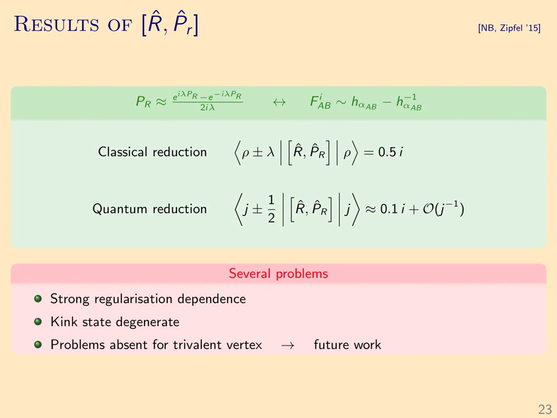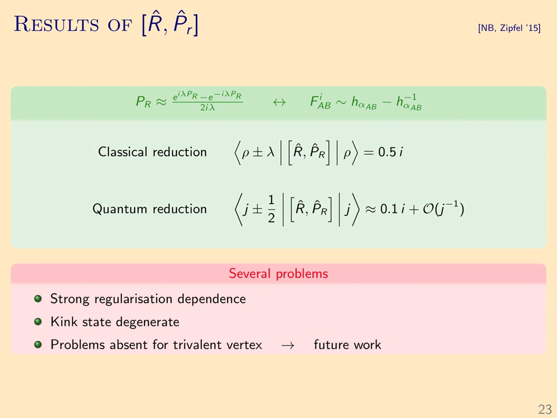There are, however, several problems in this computation. The first one is that a strong regularization dependence is observed. You can get different results for the quantum reduction, in particular a different scaling with j at leading order. The first regularization that was done gave some scaling with j, and only later was there a regularization which gives this scaling here. The reason why this strong regularization dependence is observed is that this kink state is very degenerate. If you look at it, it does not correspond to a proper dual triangulation or the like, and in particular the volume operator is very degenerate on this state.